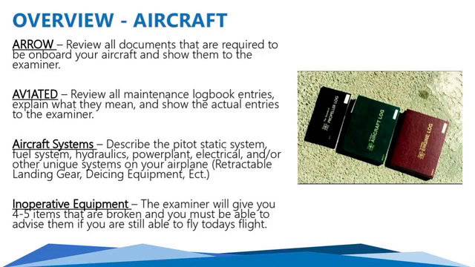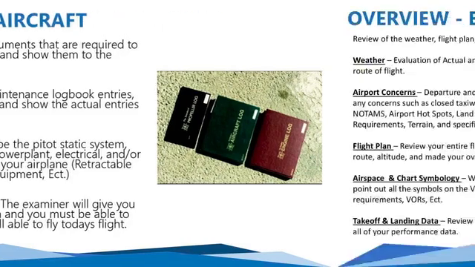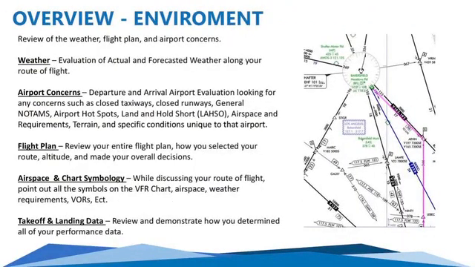So the last thing is the inoperative equipment. So inoperative equipment is the examiner is going to give you 4 or 5 things broken on that aircraft. And you're going to go through the process of can you fly or can you not fly on today's flight. All right, the last and the biggest section here is the environment.